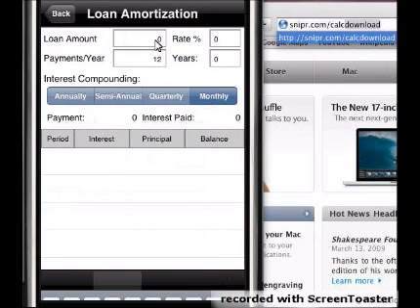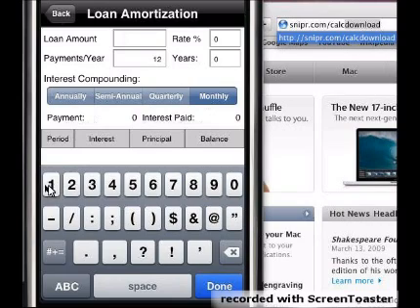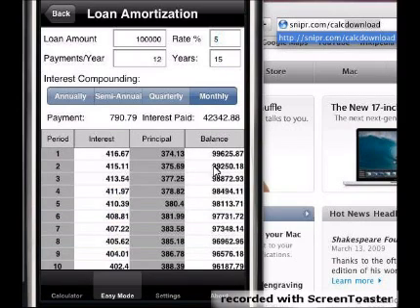And new with this version is the loan amortization. What you do is you say you want to know how much you have to pay every month for your loan. So let's say you have a $100,000 loan at 5%, and you have to pay for 15 years. So this tells you that every month you will have to pay $790, that you are going to pay a total interest of $42,000 over the life of the loan, and then you will see here every monthly payment.